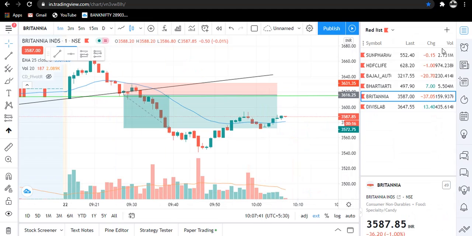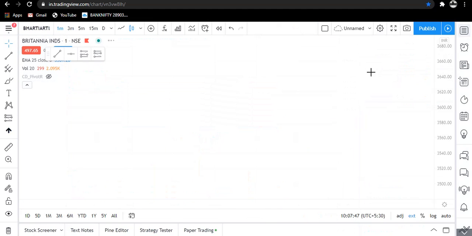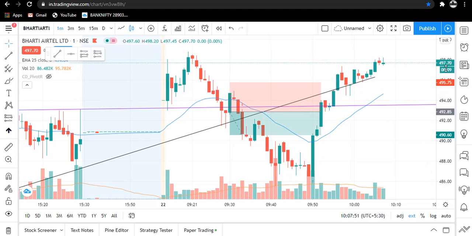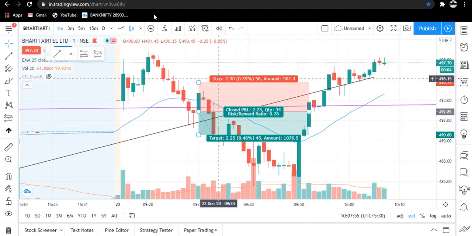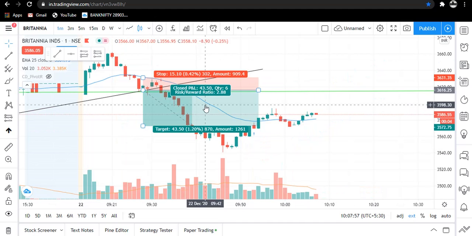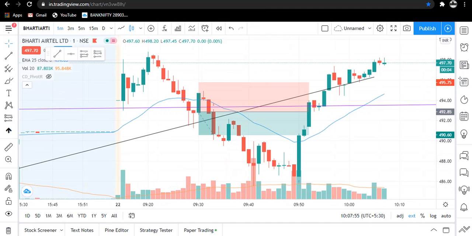Now let me open the Bharti trade also. Okay traders, here it is. We got a risk reward of 0.78 in Bharti Airtel, and in Britannia we got 2.88 risk reward. So now let's calculate today's profit.